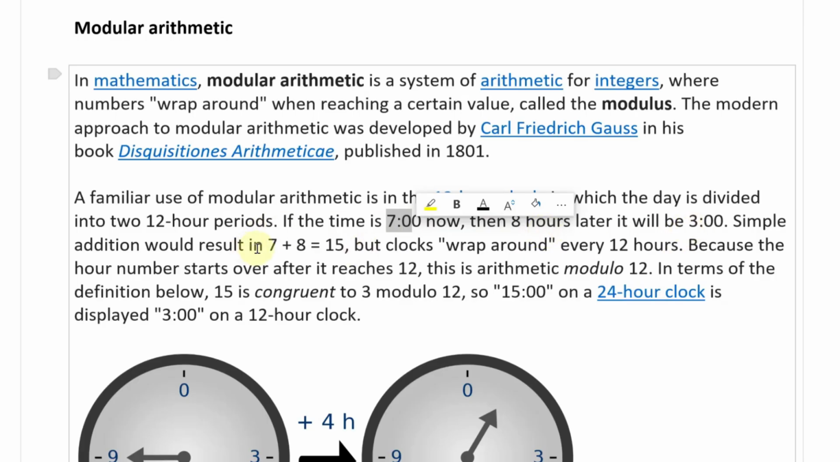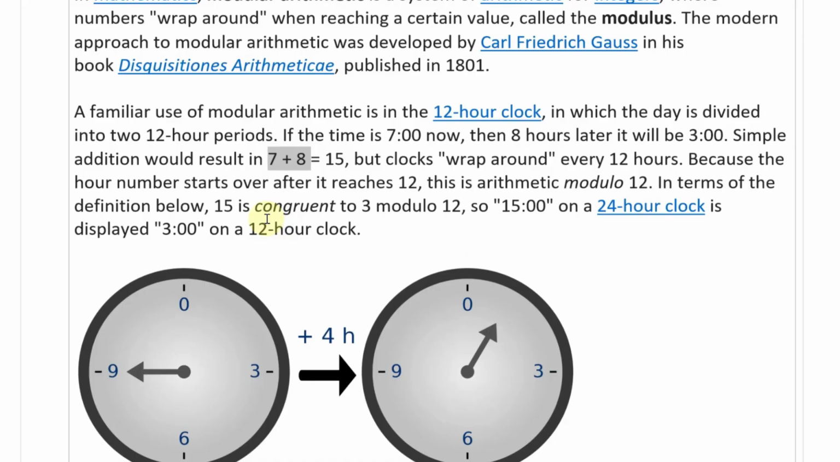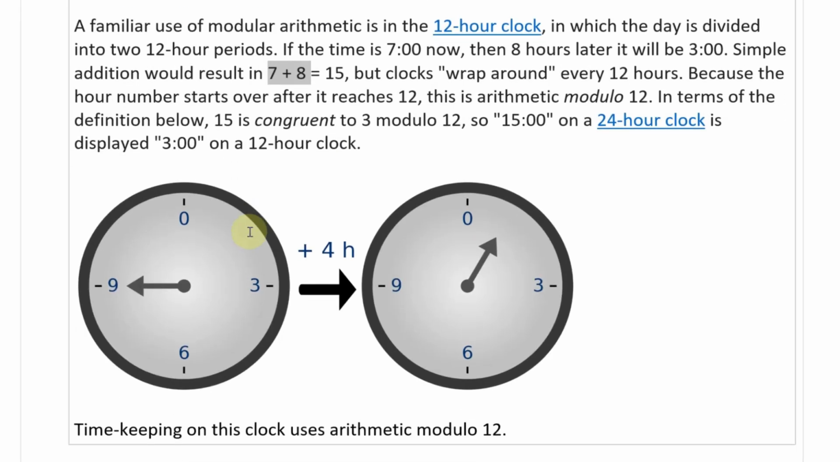A simple addition would result in 7 plus 8 equals 15. But clocks wrap around every 12 hours. Because the hour number starts over after it reaches 12, this is arithmetic modulo 12. In terms of the definition below, 15 is congruent to 3 mod 12, the same. So you could say 15 mod 12 is the same as 3 mod 12. 15 on a 12-hour clock is displayed as 3 on a 12-hour clock.